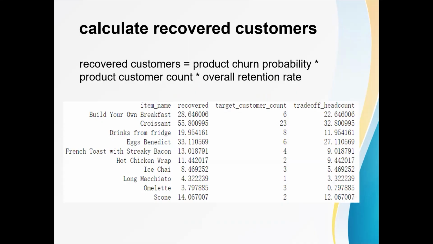And after removing the high-risk products, the next step is to estimate how many customers we can recover. And this shows the number of customers that can recover. And the number of recovered customers is calculated by multiplying the product churn probability by the number of customers associated with that product, then multiplied by the overall retention rate of the cafe, which reflects the probability of winning back customers across all products. This approach can estimate how much customer retention can be regained after removing the low-performing products.